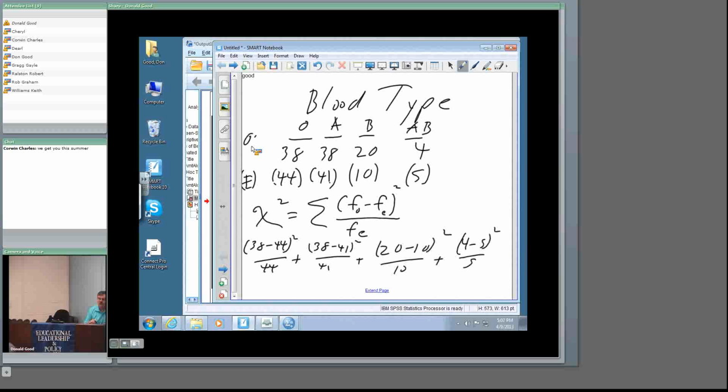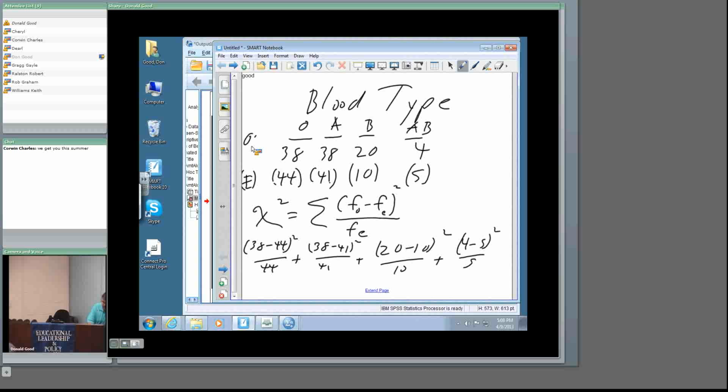And I think I've left myself enough room on the last slide. I didn't have my calculator, obviously. So get your slide rules out and confirm this for me, or with me. 38 minus 44 is negative 6. Negative 6 squared is 36, so whatever 36 divided by 44 is.